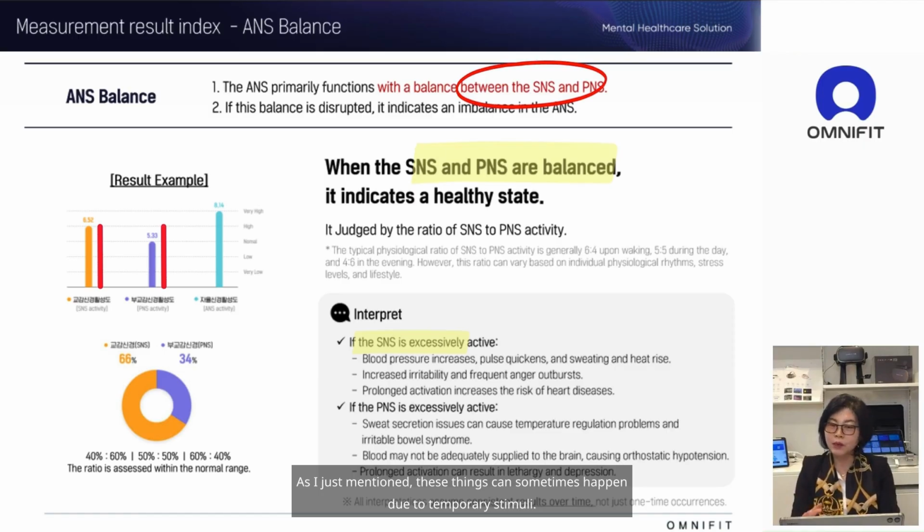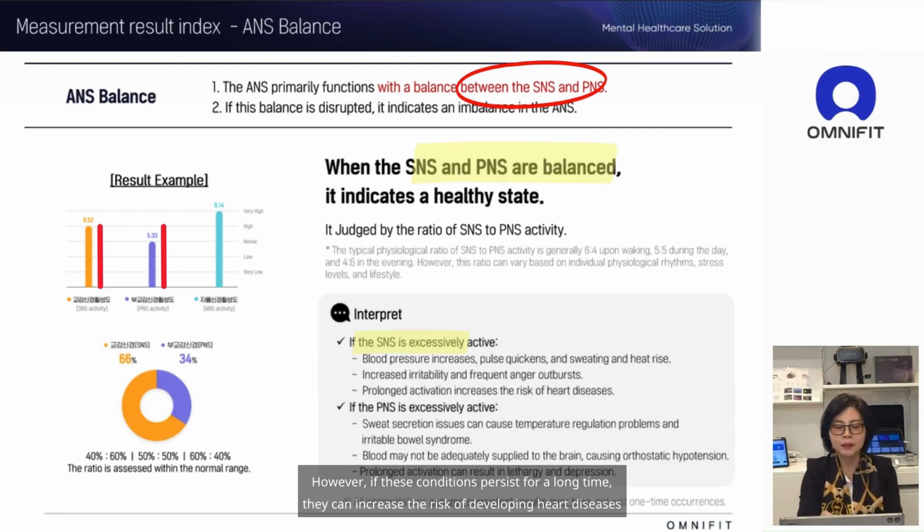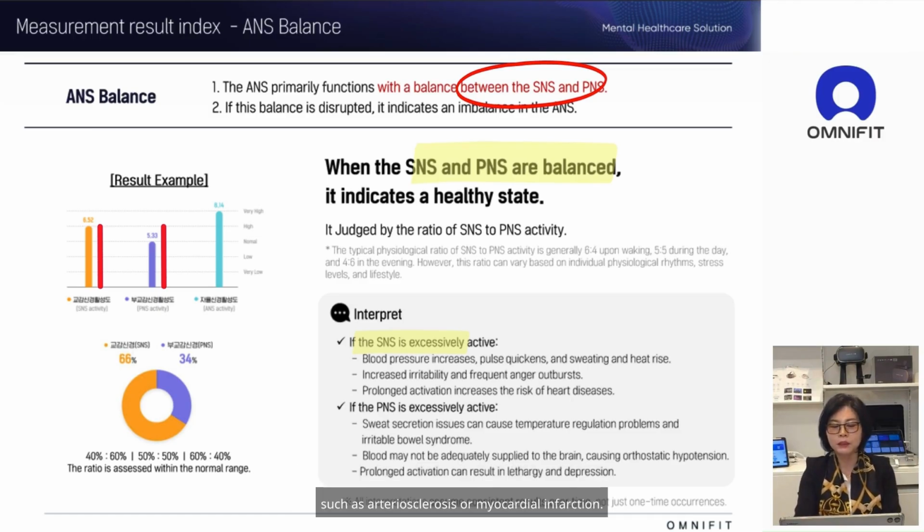As I just mentioned, these things can sometimes happen due to temporary stimuli. However, if these conditions persist for a long time, they can increase the risk of developing heart diseases such as arteriosclerosis or myocardial infarction. Therefore, we need to manage these things well.